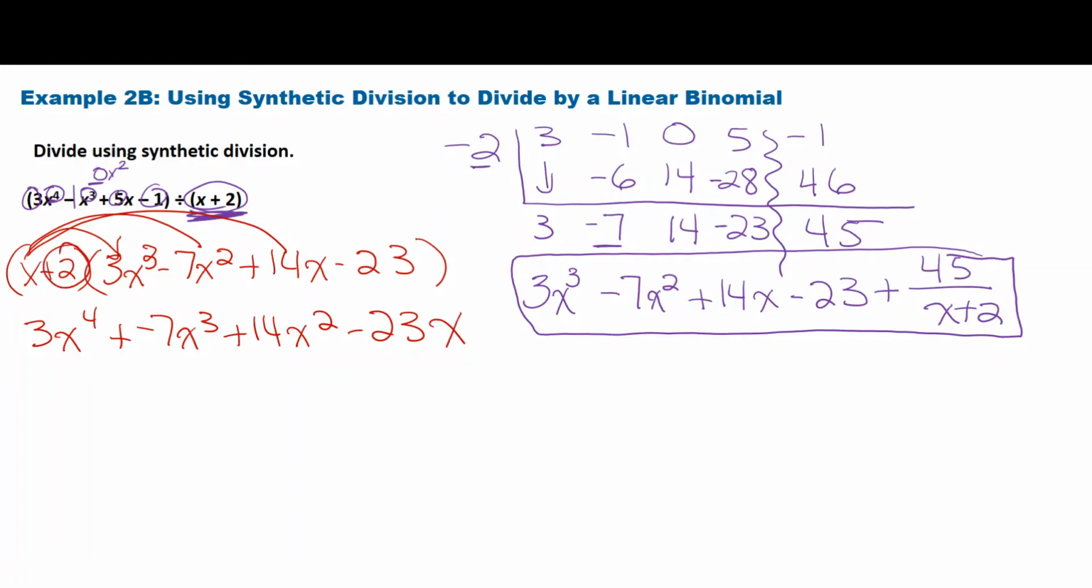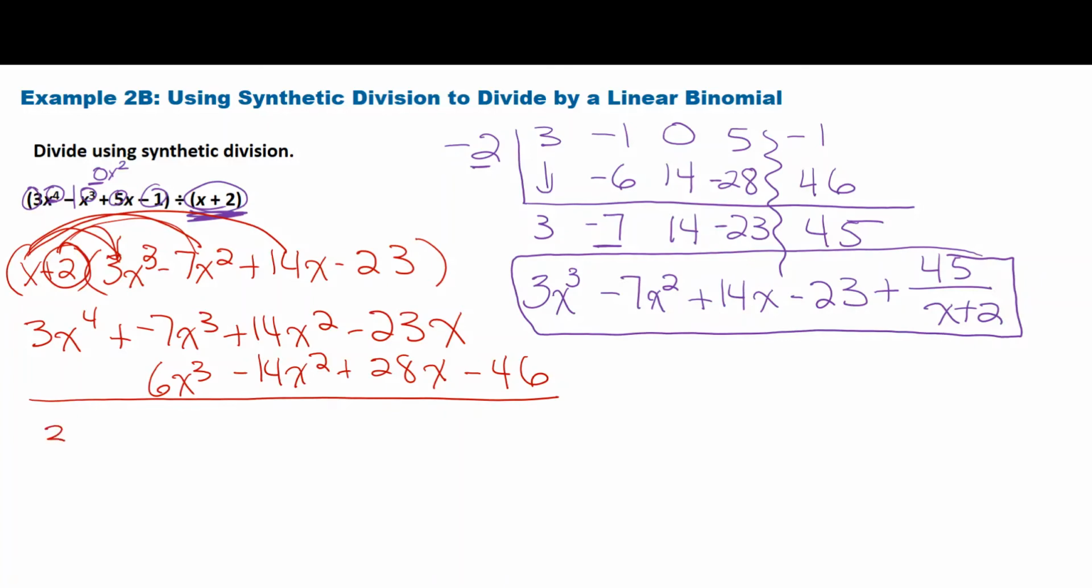Okay, now I'm going to distribute my 2. 2 times 3 is 6x cubed. 2 times negative 7 is negative 14x squared. 2 times 14 is positive 28x. And then 2 times negative 23 is a negative 46. All right, so let's add all this up.